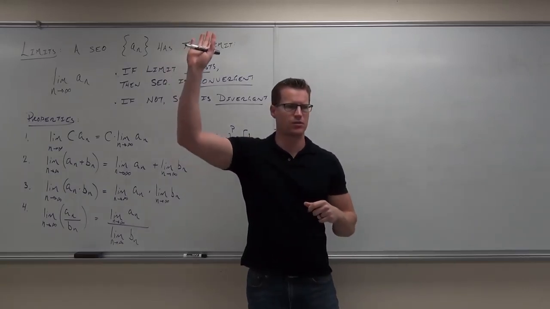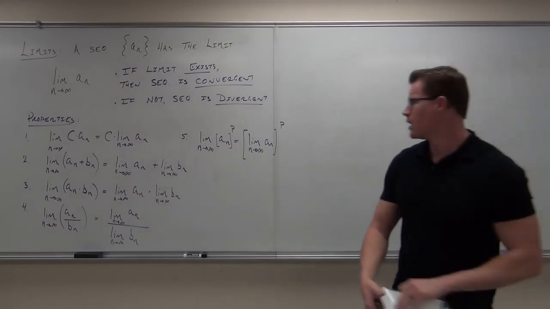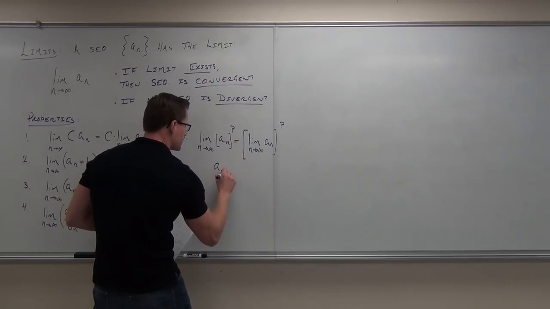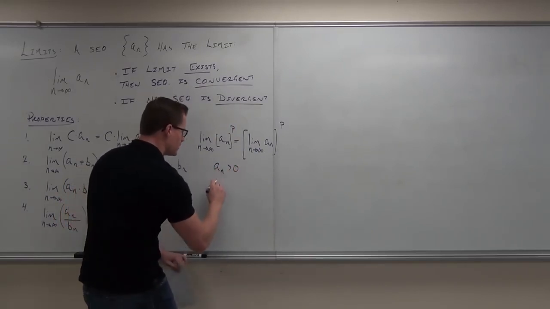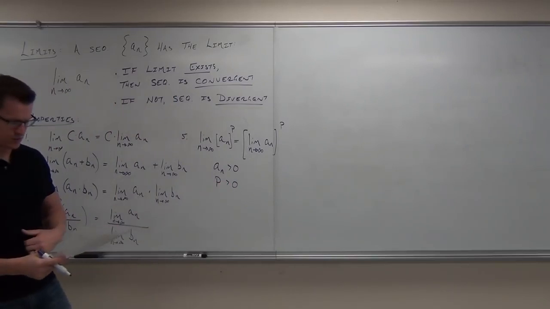Show of hands if you feel okay with the idea. Okay, so we're going to be using those. I know that you've seen them before. There is one qualification for this. a sub n has to be positive, and p has to be positive. So we've got to check for those as well.